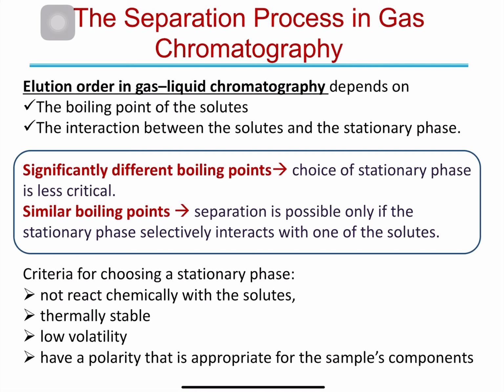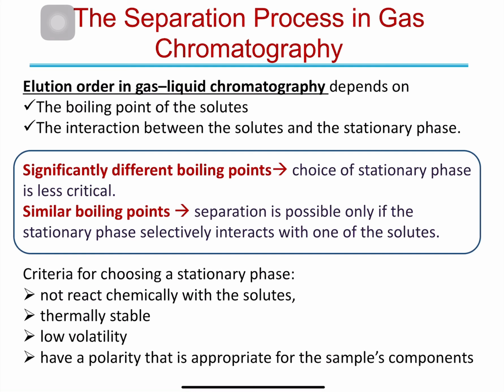The second case is if the different components have similar boiling points, or the boiling points are very close to each other, then it would be difficult to separate them based on boiling point because they will be eluted at the same time. So you have to use the interaction between the solutes and the stationary phase. So the choice of the stationary phase will be very important. The main criterion of choosing a good stationary phase is that the stationary phase must not react, of course, with your solute. It must be inert to your solute.